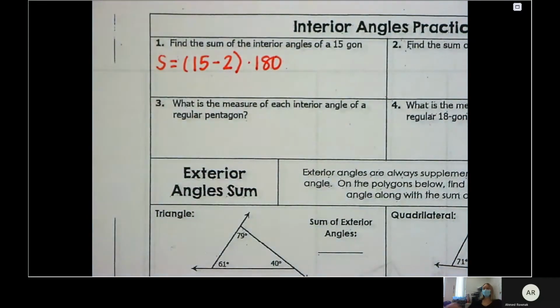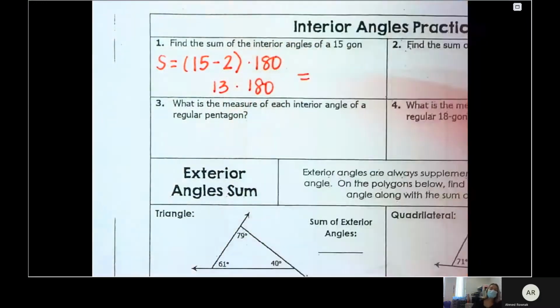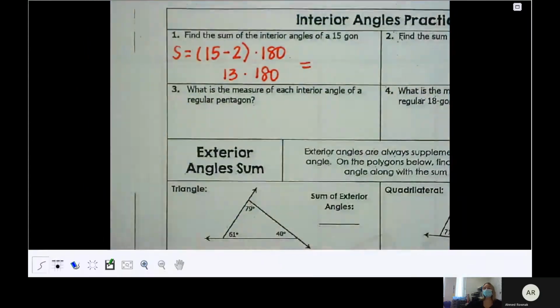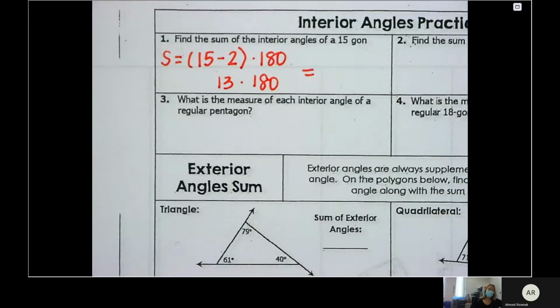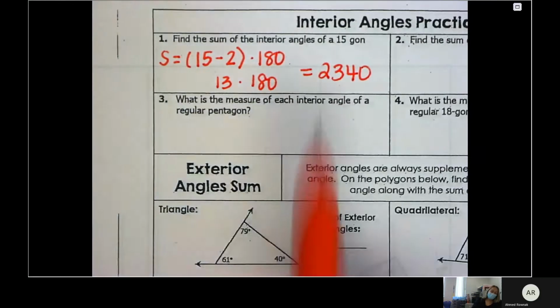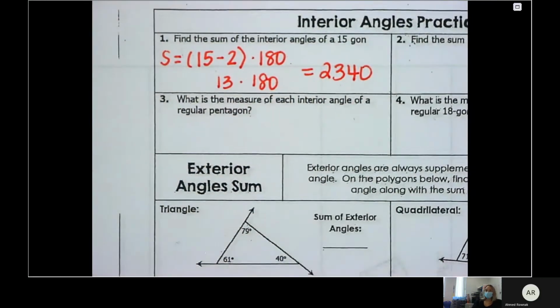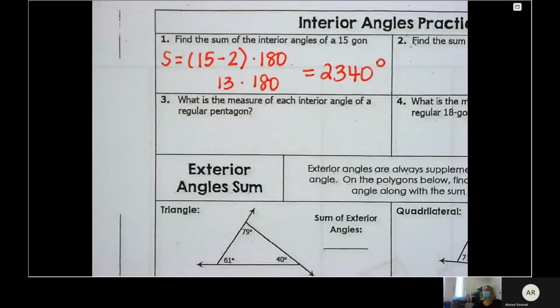So what's 15 minus 2? 13. I'm going to do 13 times 180. And I'm going to get the total sum of the interior angles. What's 13 times 180? It's a big number. I don't know what it is. 2340. And we're talking about angles. So what should I have with this? A degree symbol. Good. That was it.